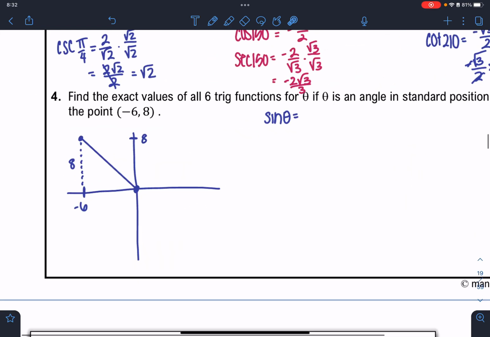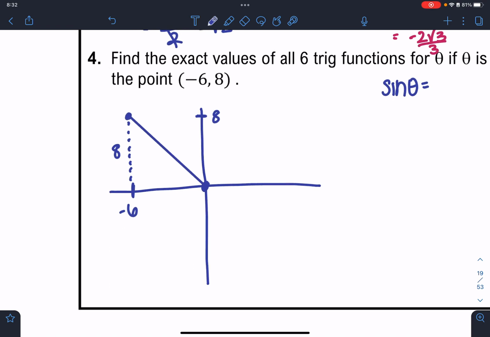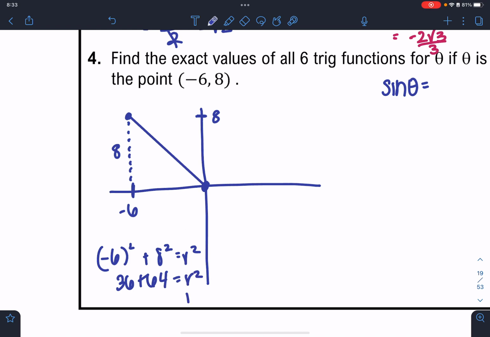All right. So if I want to figure out this distance, I'll need that hypotenuse or that radius in this case. What would that be? You may already know it. This is technically a 3, 4, 5 triangle. If you didn't, I'll quickly show you. We can use the Pythagorean theorem. Okay, but you get 36 plus 64 is r squared, so r squared equals 100, so r is 10.